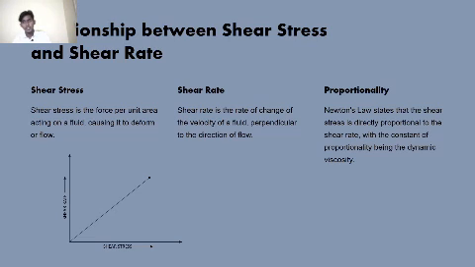So let's look more into Newton's law of viscosity. The shear stress is the force per unit area acting on a fluid which ultimately deforms or flows. And shear rate is the rate of change of velocity of a fluid perpendicular to the direction of flow, right? Newton's law states that shear stress is proportional to shear rate, with the constant of proportionality being the dynamic viscosity. Let's say the x-axis is the shear stress and the y-axis is the shear rate. So it is proportional and the graph will be linear, right? So this was all about Newton's law of viscosity.